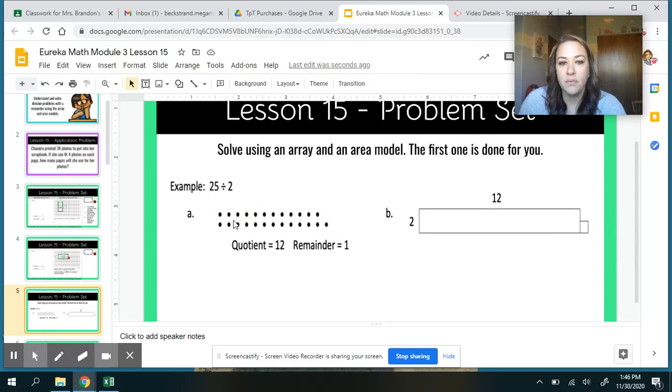So here, it says solve using an array and an area model. The first one's done for you. So you can see here's our 25 divided by 2. They made their groups of 2 until they got all the way to 25. How many groups of 2 were they able to make? 1, 2, 3, 4, 5, 6, 7, 8, 9, 10, 11, 12. So the quotient was 12. They had 1 left over, so they had a remainder of 1. So here's 12 times 2. That gives them that 24 plus 1 more is 25. Multiplication facts are going to help you.